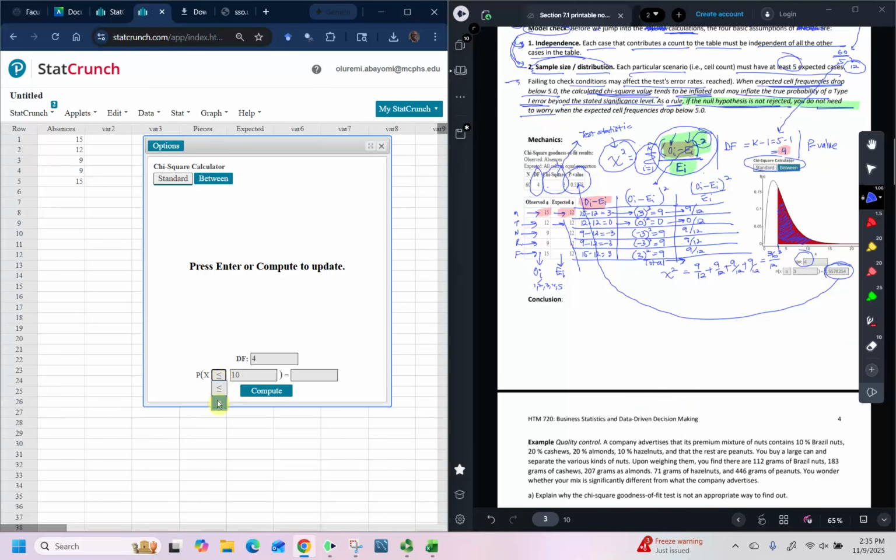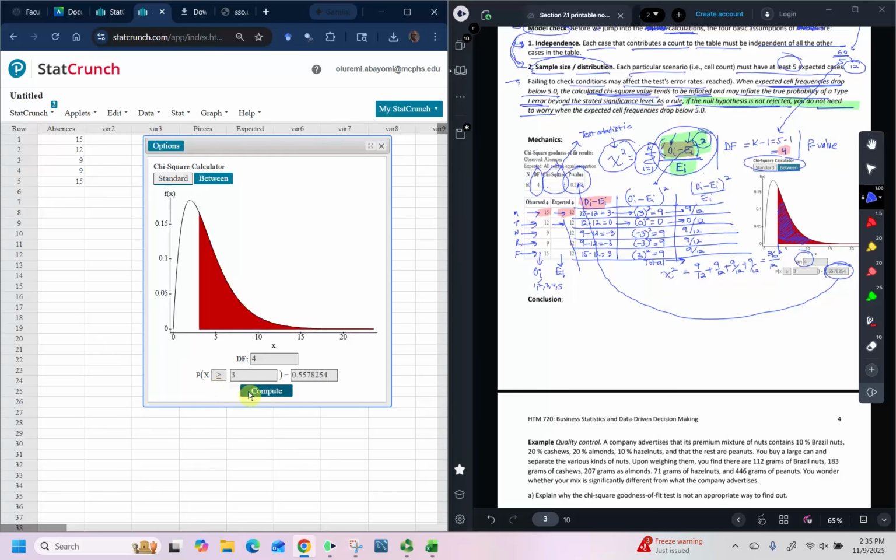The upper tail of what chi-square test value? The test statistic value that we got was 36 over 12, which is 3. So I'm going to put 3. Make sure that this is greater than or equal to 3. You wouldn't really have to do this because you're using StatCrunch. But I wanted us to see where this p-value came from. And that is 0.5578254, which I've provided the picture here.